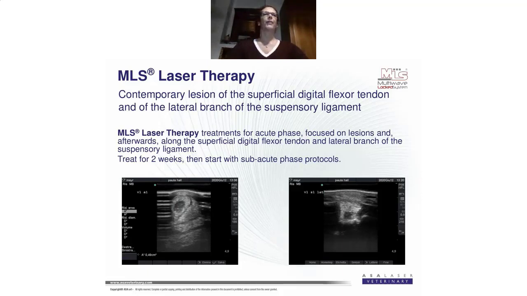And I treated for 2 weeks, and then I started with the acute, subacute phase protocols. And also this case had a good result. It needed some more time, yes, because the lesions were quite big and on 2 structures at the same time.